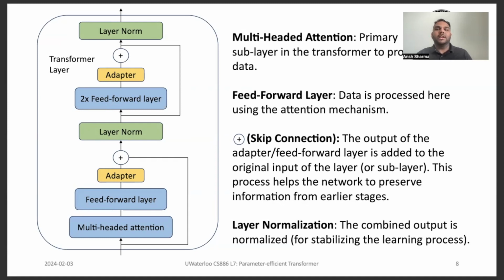Here, the decision is made whether the output of the adapter or feed-forward layer is to be added to the original input layer or sublayer. This helps in preserving the information from earlier stages and making the decision whether this new processed data is to be added to the network or not. Finally, we have the layer normalization, which normalizes the combined output provided by its previous sublayers.